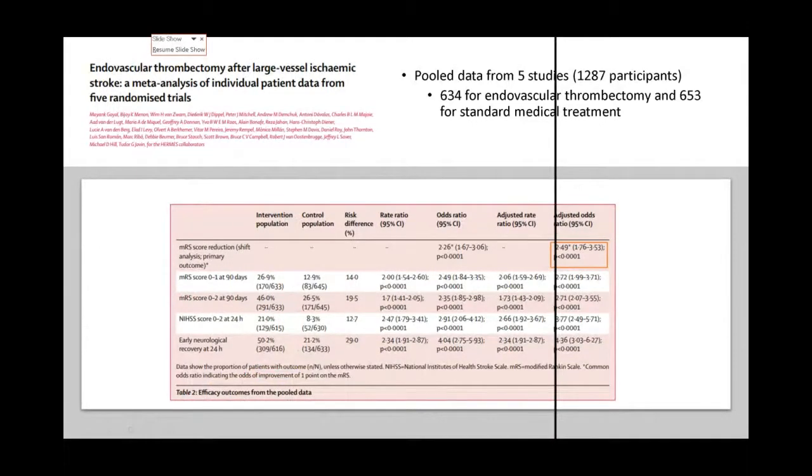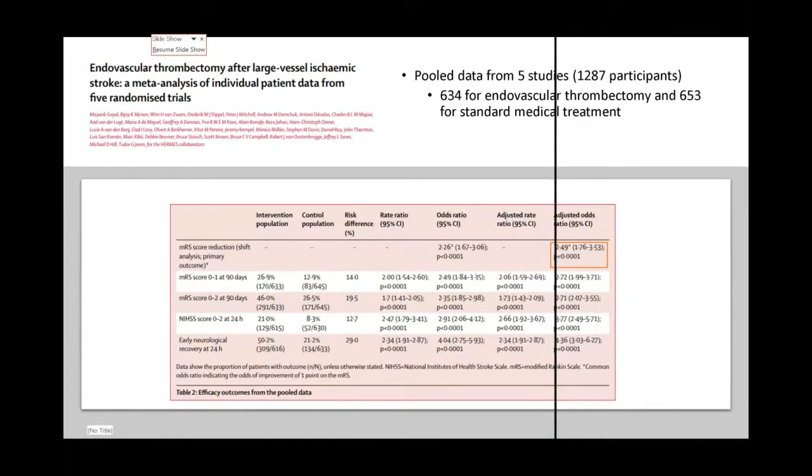I think this is a table from the HERMES meta-analysis, published in 2016. It looked at 5 different RCTs and looked at the outcome at 90 days for endovascular thrombectomy versus the standard medical treatment, which was IV thrombolysis. You can see that the adjusted odds ratio for endovascular thrombectomy is significantly higher at 2.49.